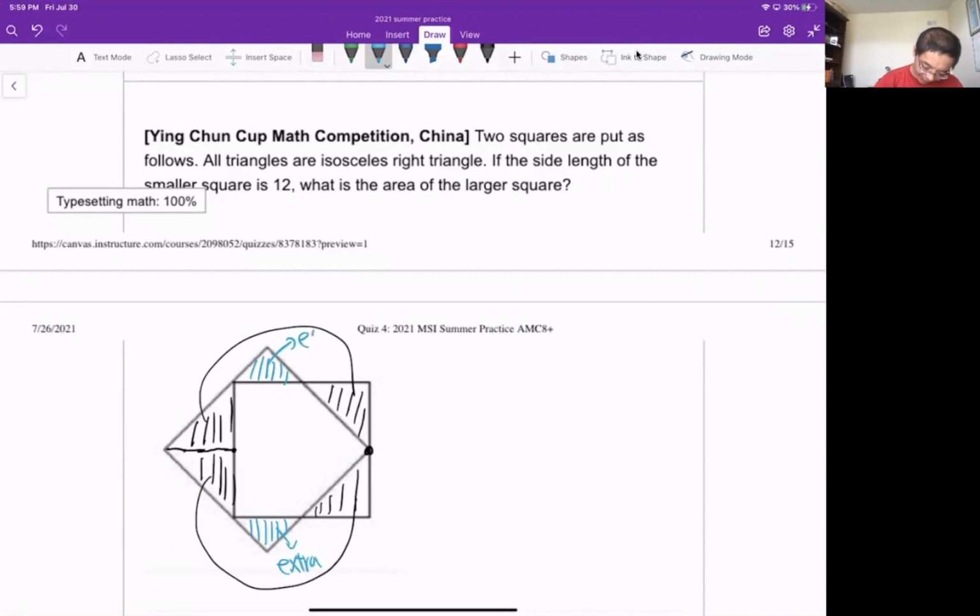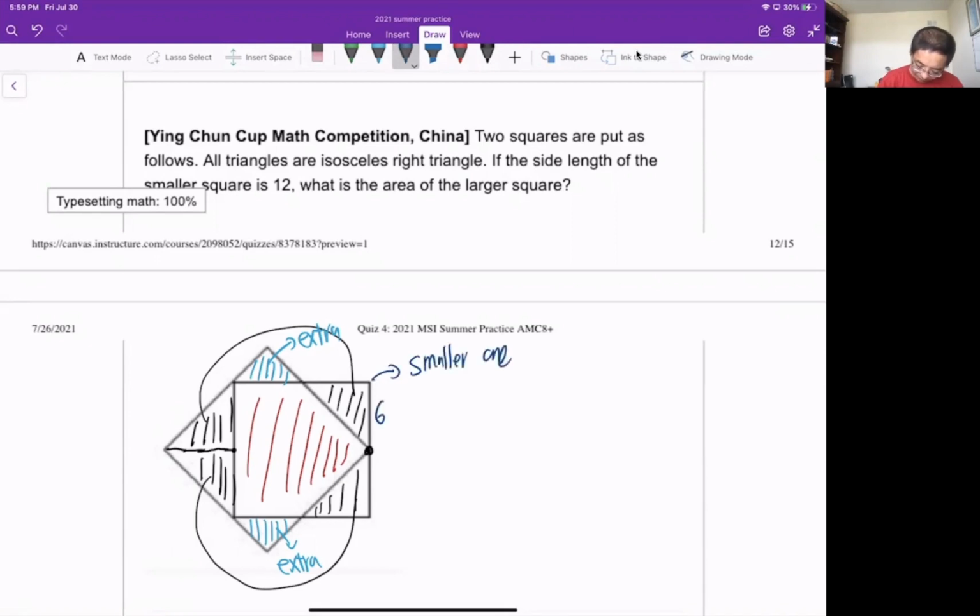Extra. And this part is common. It's the overlap, right? The common part. Now, from here, it's clear. This tilted one has a larger area because there are 2 extra parts, and this square is the smaller one. So from here, we get this one is the smaller one.